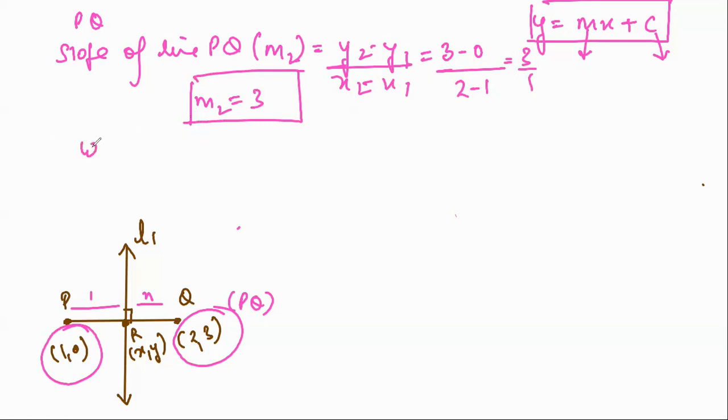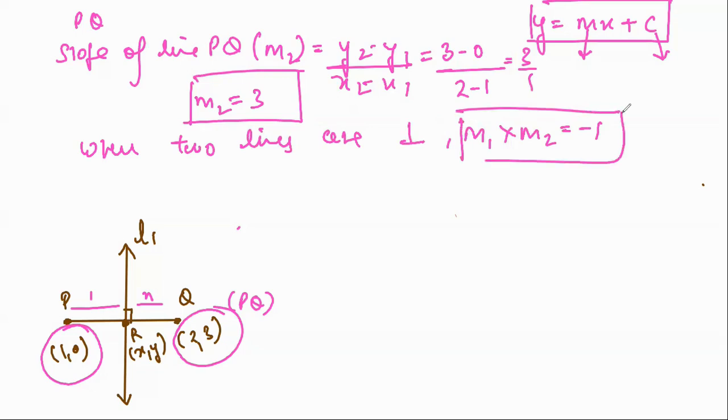Now we know that when two lines are perpendicular, the product of their slopes is equal to -1. So this we have taken for the slope of line L1, and this I am taking for line PQ. The PQ slope is 3. So m1 is equal to -1 over 3.